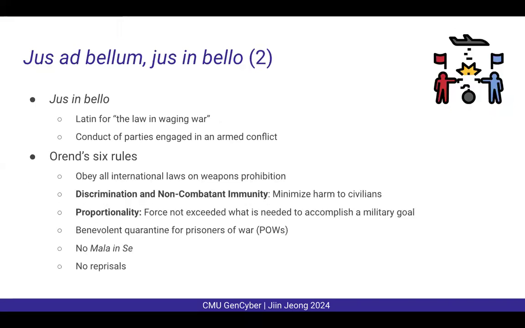And when it comes to jus in bello, this is the Latin for the law in waging war, and this refers to the conduct of parties engaged in an armed conflict. So Oren lays out 6 rules, including obey all international laws on weapons prohibition, discrimination, and non-combatant immunity. What this basically means is you need to minimize harm to civilians, to non-military people, non-combatants. Proportionality: force not exceeding what is needed to accomplish a military goal. And also benevolent quarantine for prisoners of war, and no mala in se, so you can't do something that is by fundamental nature malicious, such as rape, genocide, and so on, and no reprisals.